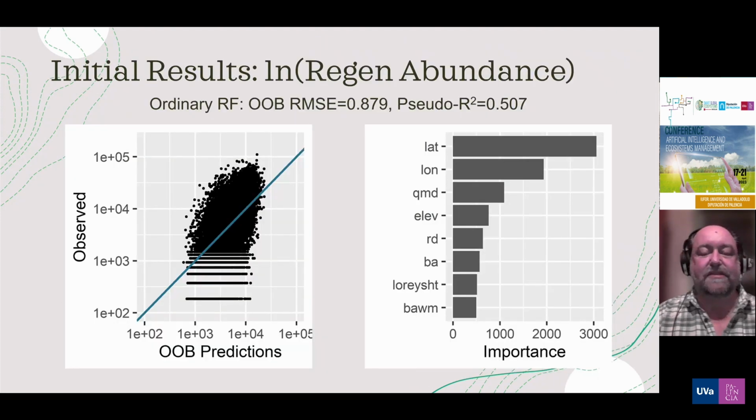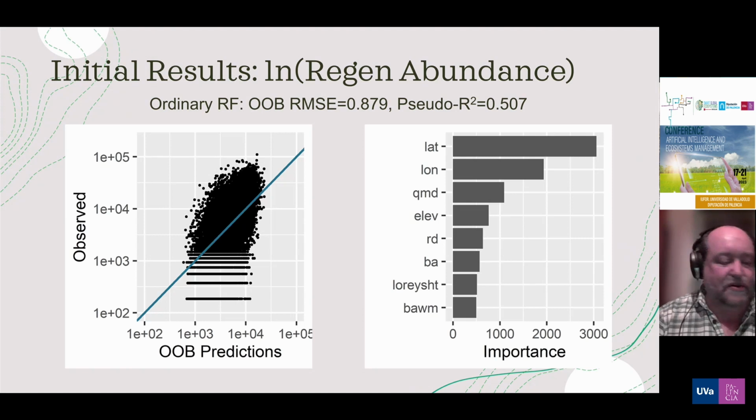So some initial results. If we just look at the log transformed regeneration abundance, it doesn't look too bad. I've seen worse results for count data modeling things. Root mean squared error on the log transformed data of 0.879, which isn't so bad. Pseudo R squared about 0.5. You can see that we'd love to see a nice elliptical observed versus predicted plot. Of course, we don't get that with count data. We see some horizontal lines at low density.